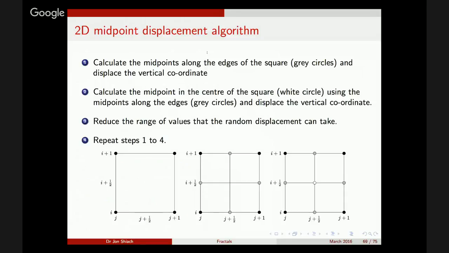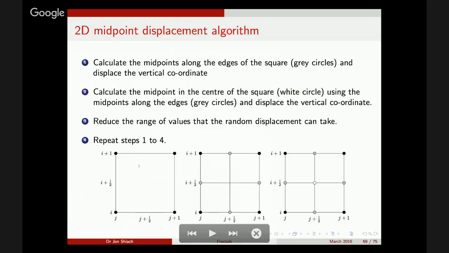Imagine you start off with a flat square. This is looking down from the top view on your landscape. For each corner, you find the halfway point. Here you can see the grey point is a halfway point along each edge. To find the height at that point, you take the height of the two adjacent points, add them together and halve it. And for each of these grey points, you move it up or down.